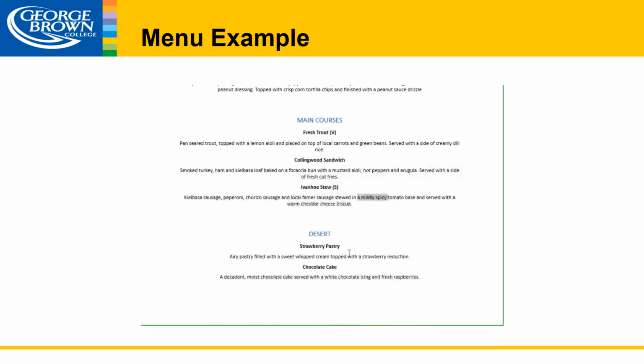And then next, we have the two desserts that I have. We have a strawberry pastry. I really didn't know what to call this because I was kind of making this very quickly. It's an airy pastry filled with a sweet whipped cream topped with a strawberry reduction. Okay, so you have an idea of how this strawberry topping is produced. It's a reduction. The pastry is filled with sweet whipped cream, so they have an idea of what this is going to look like and how it's being prepared.